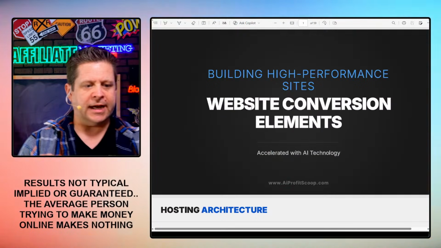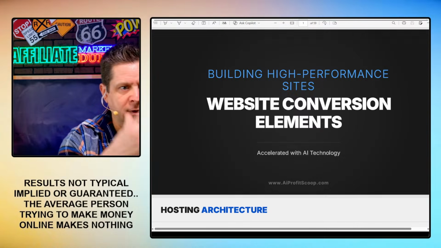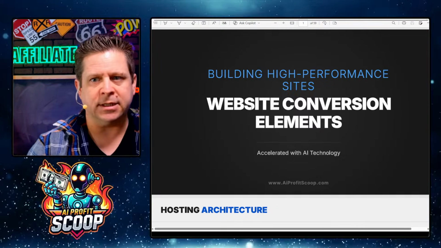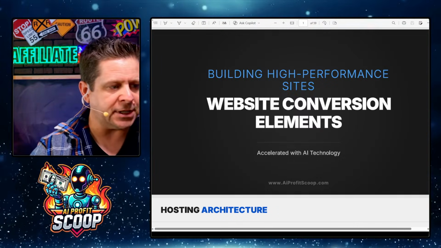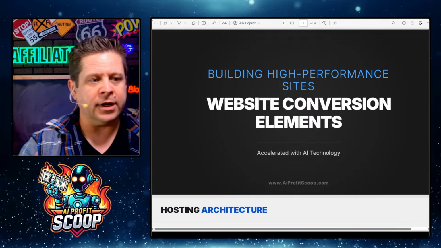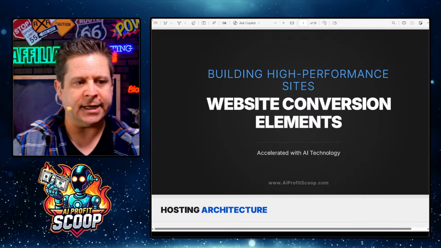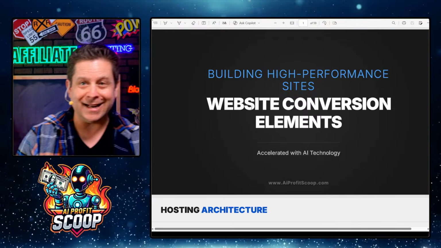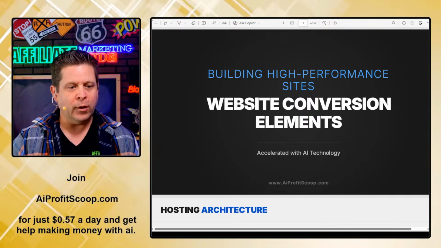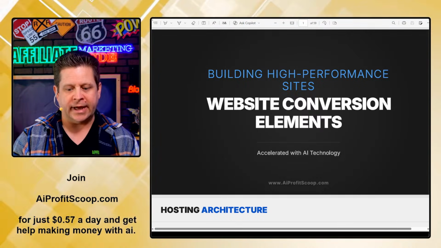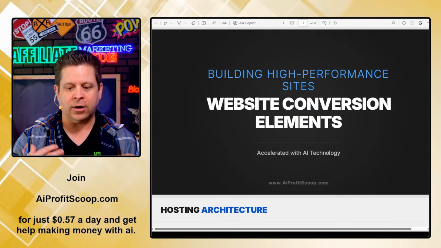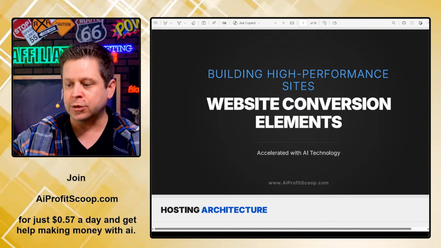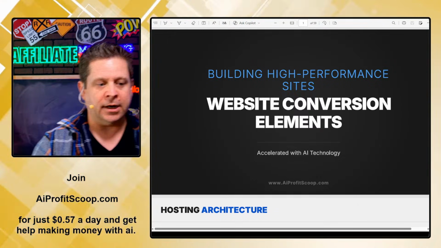Now, we have a whole slideshow we're going to go through. I have loaded up here AI tools and some of my web servers so we can actually show you in real time how these work. What we're looking at is building high-performance websites with website conversion elements accelerated with AI technology. What this means is we're going to use the AI to do the heavy lifting and create things that are worth money to companies, to businesses, and to ourselves on our website.